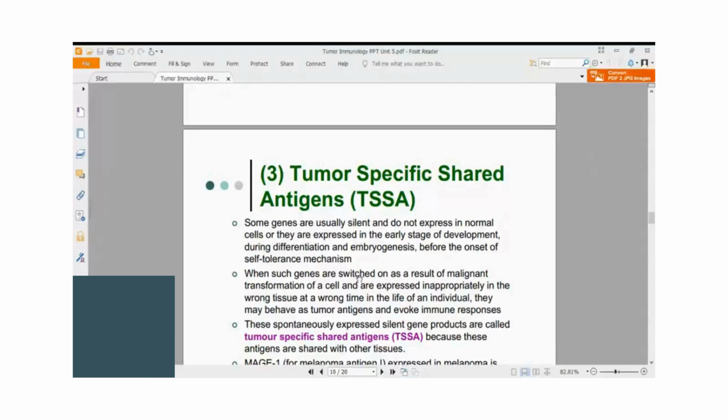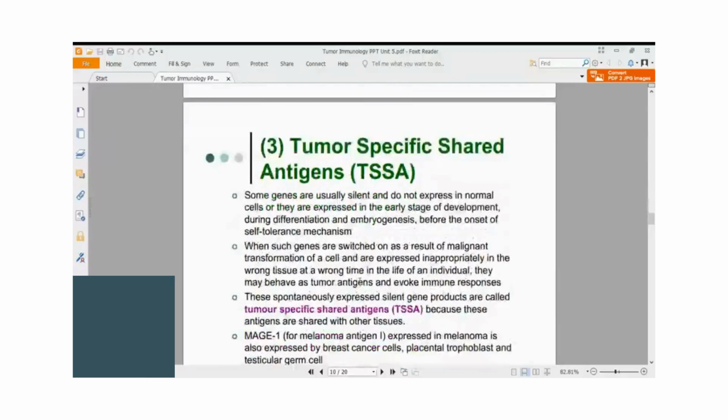And such shared antigens, which are there in normal cells and are present in the tumor cells also, but in the tumor cells are overexpressed and spontaneously expressed, will result in developing an immune response against them, because they differ from the original antigen, the antigen that was expressed in the embryonic condition, by 1 or 2 amino acids.